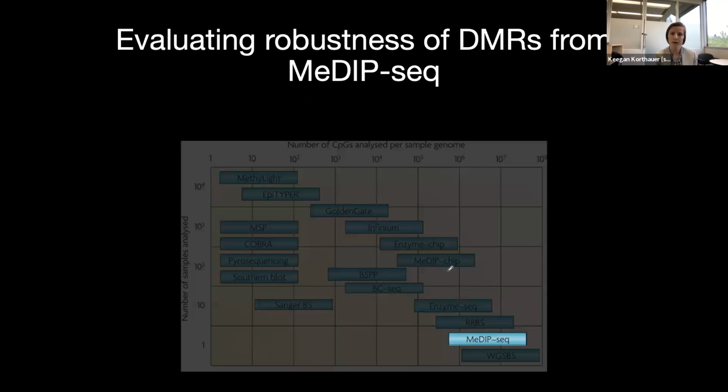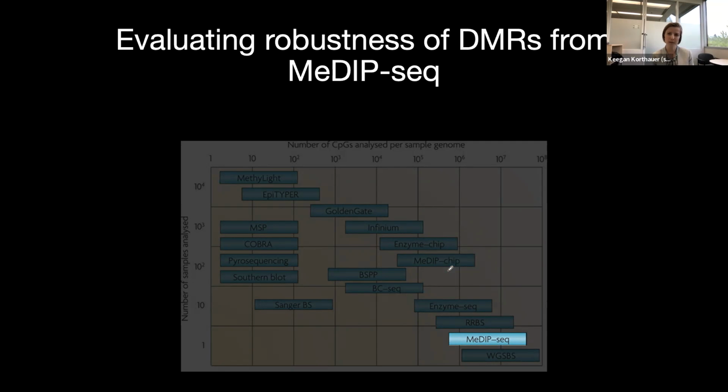All right, so now I want to move on to the second example. In this example, I want to talk about another sequencing technology. Instead of WGBS, whole genome bisulfite sequencing, I'm going to talk about an example using data from a protocol called MeDIP-seq.